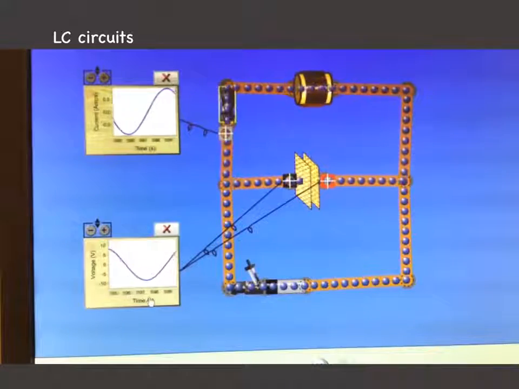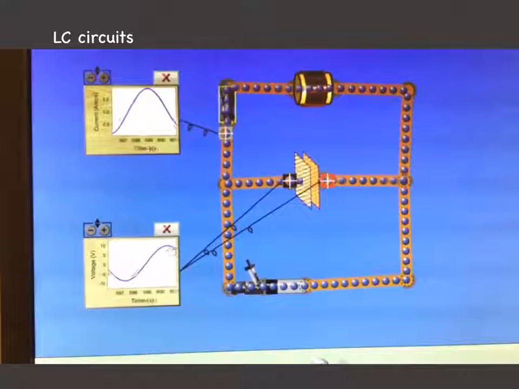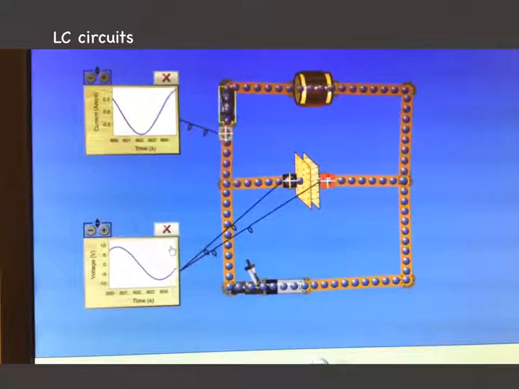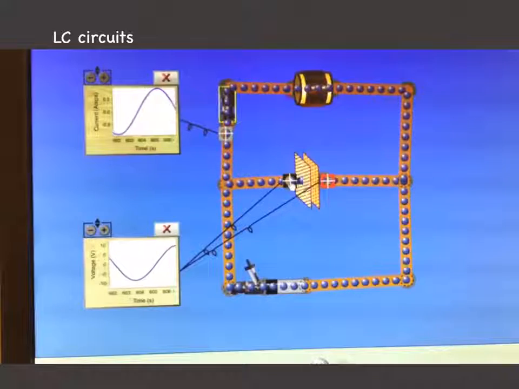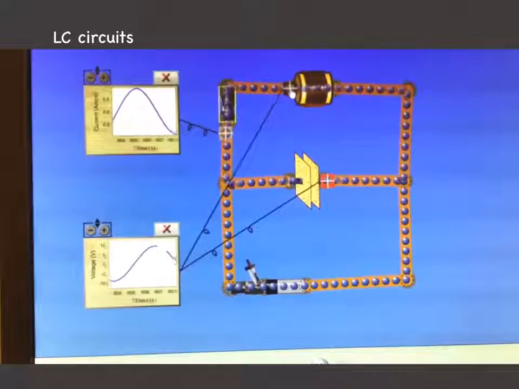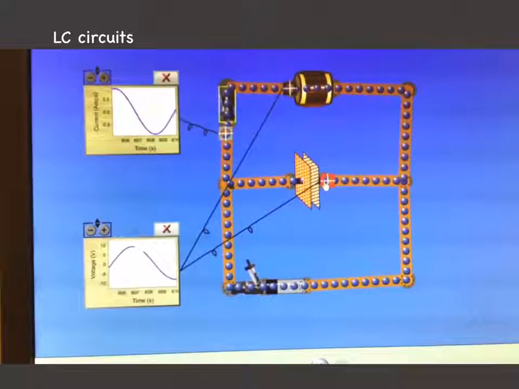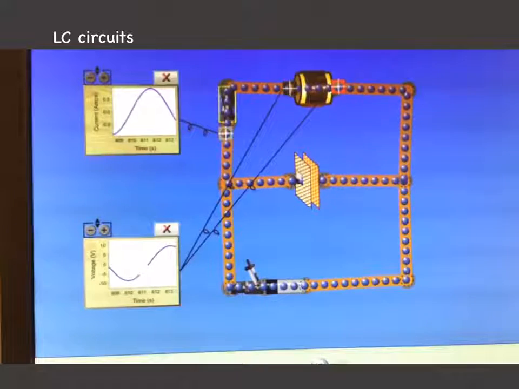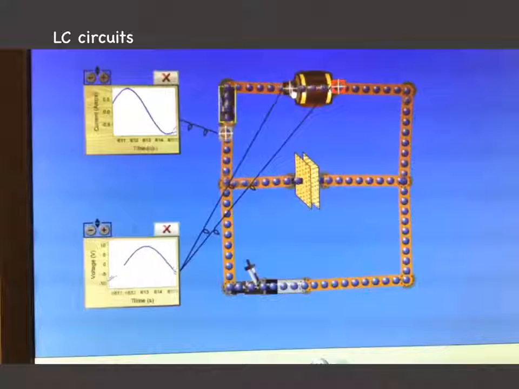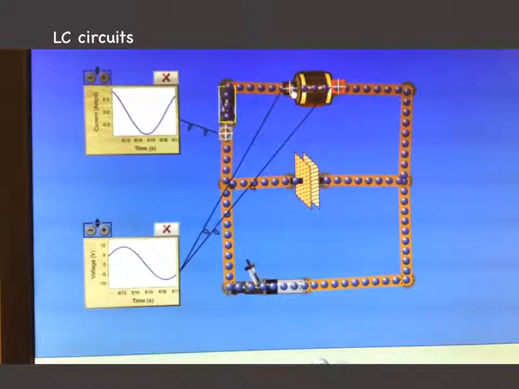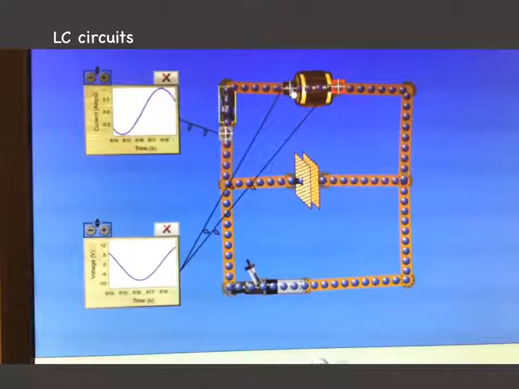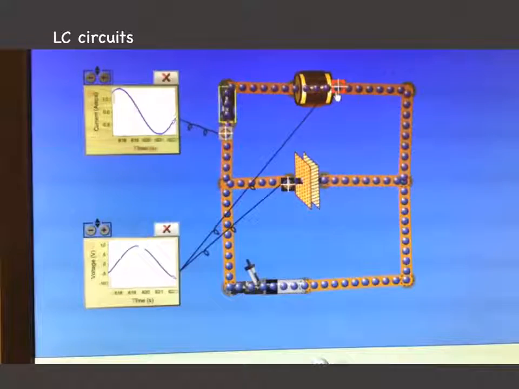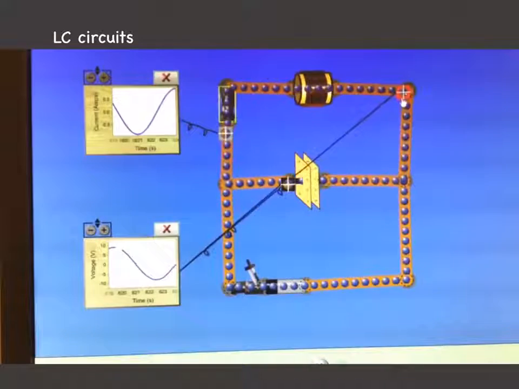Right, so from measuring across the capacitor, if we move it up there, so it's not making a reading, it jumps. But you can see that the curve on the voltage graph never changes. And because there's no resistor in there, it's like a frictionless situation, so it'll just oscillate back and forth forever.